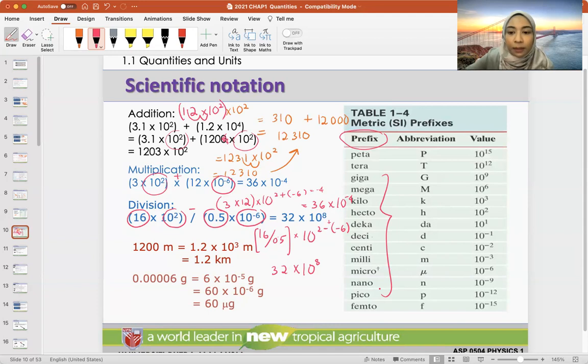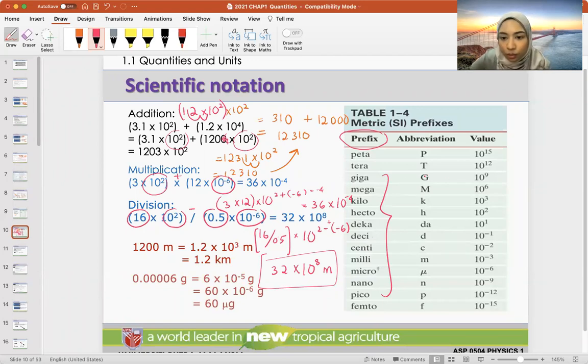We will use them. So giga is 10 to the 9. Mega is 10 to the 6. Kilo is 10 to the 3. This is called prefix. So another way of writing your scientific notation, such as this guy, you have 32 times 10 to the 8, right? You want to write it in prefix because why not? Just for fun. So this guy is 32 times 10 to the 8 meter, and you want to use prefix instead of writing it in scientific notation.